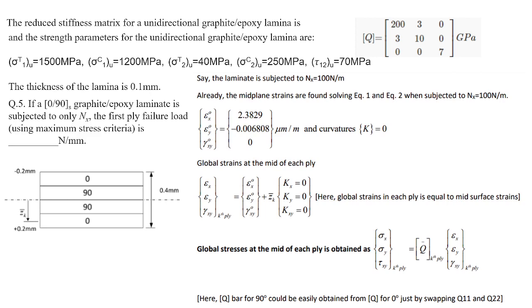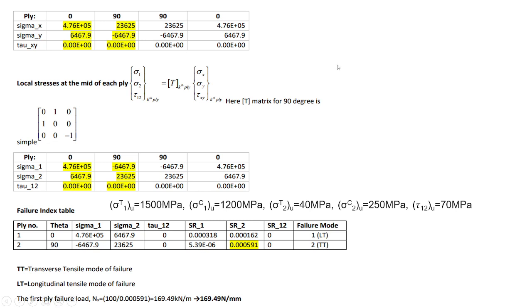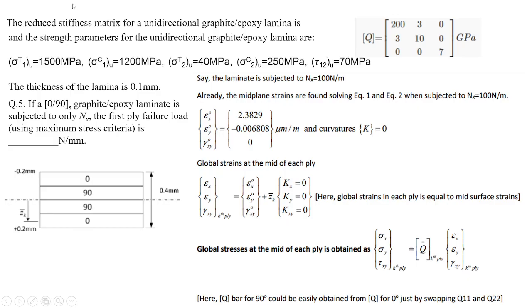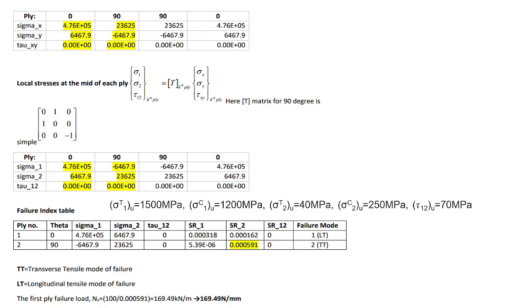After solving this equation for the 0 degree and 90 degree, you will get the data in the form that can be shown here in the form of this table. So these are the global stresses at the mid of each ply in this table.